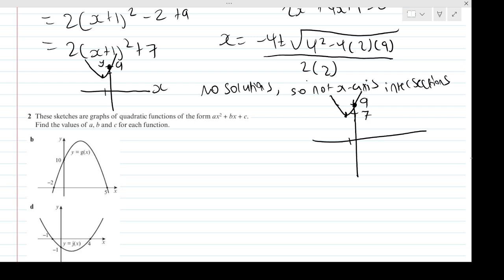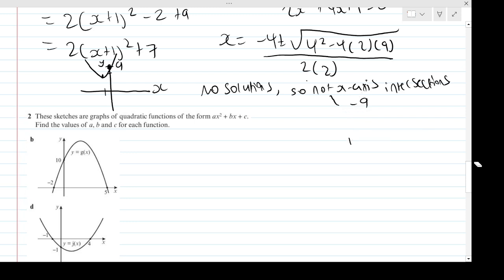Cool. So hopefully you start to see a recipe of what we're going to do each time, right? We complete the square, find the turning point. You look at the shape, if it's smiley or frowny, by looking at the sign of the x squared coefficient. Then you find the x and the y axis intersections by setting x and y equal to 0. Okay, cool.